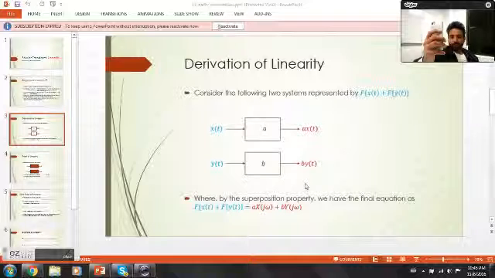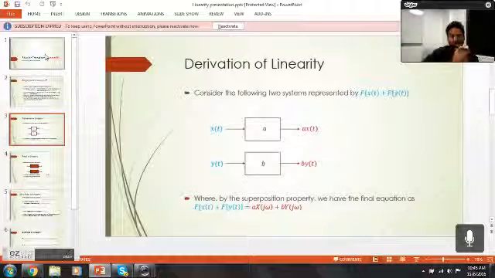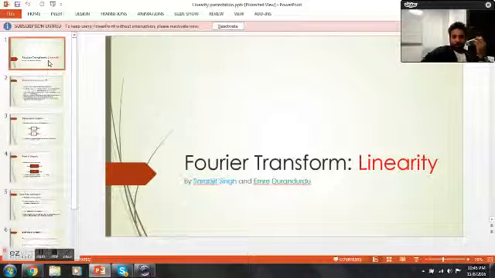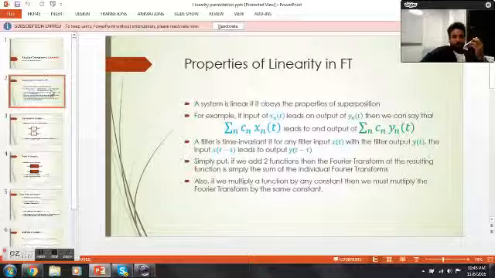Hello, Professor Dong. This is Sarbjeet Singh here with my colleague Emery, and right now we'll take on the Fourier transform of linearity. First of all, the property of linearity in the Fourier transform states that a system is linear if it has to obey the properties of superposition.